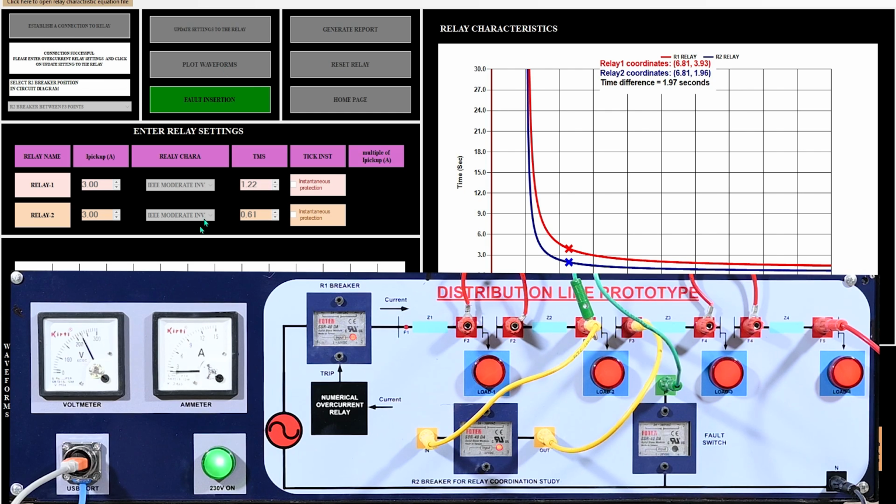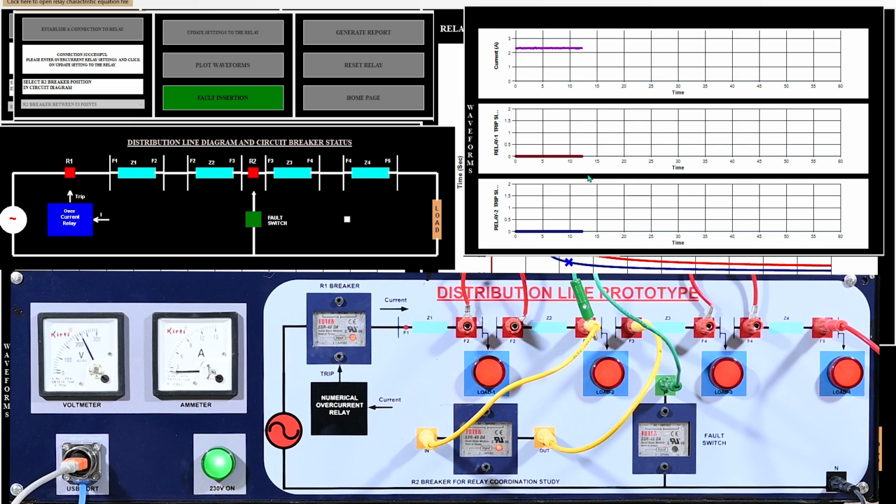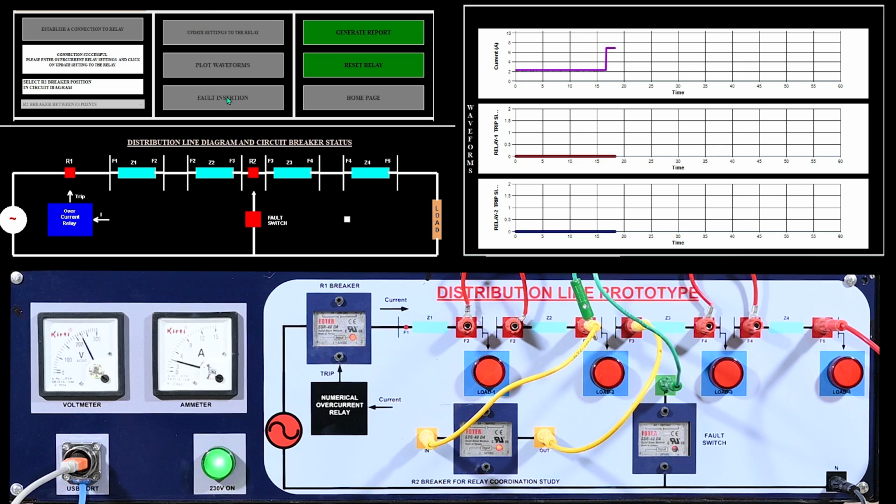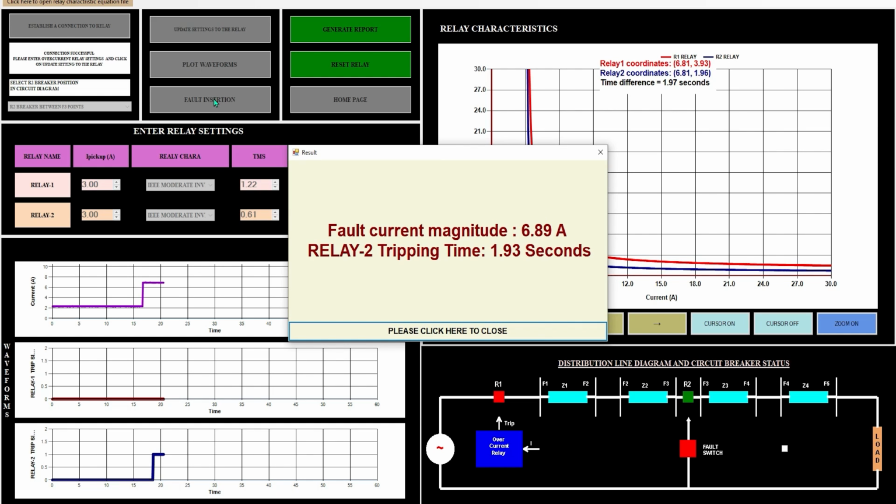This will display the current waveform along with the trip indication of R1 and R2. To simulate a fault condition, click on the fault insertion button. Now create a fault at the F3 point by ensuring that the patch cord from the fault switch is properly connected to the F3 terminals on the relay kit. Once the fault is initiated at this point, observe the system response.